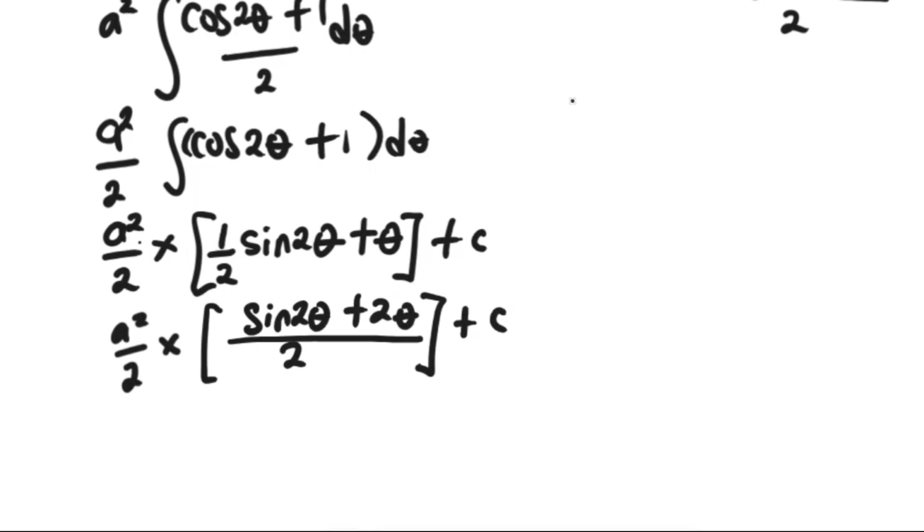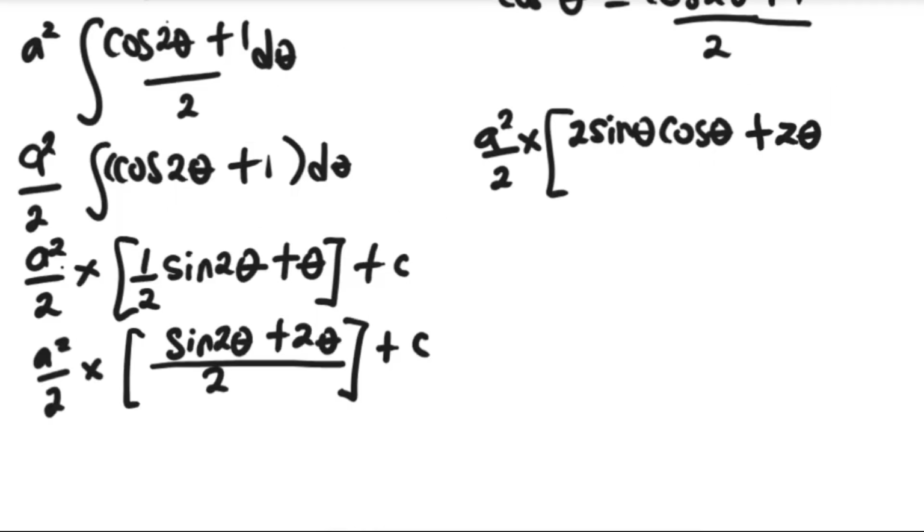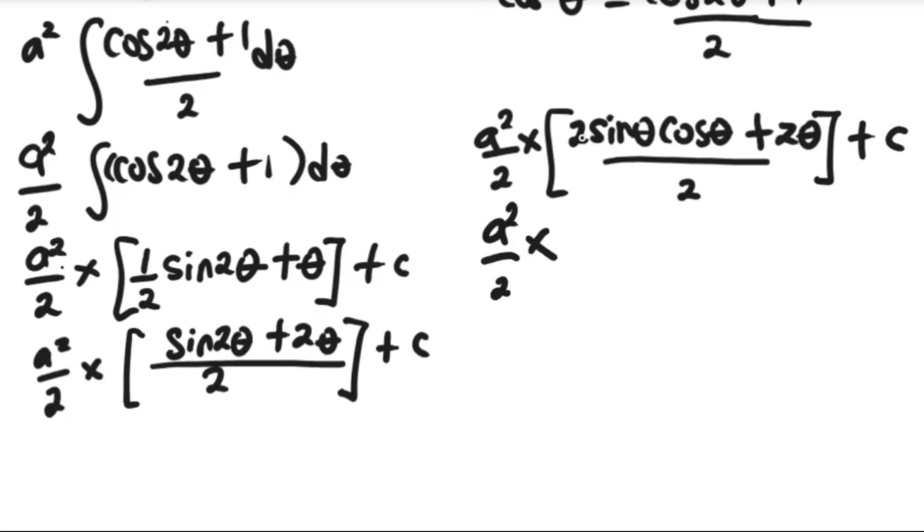So this is actually going to give you a squared divided by 2 multiplied by sine 2 theta, which is the same thing as 2 sine theta cos theta, plus 2 theta, everything now being divided by 2, plus arbitrary constant c. So this is a squared divided by 2 multiplied by 2 into this 2. This 2 will cancel this 2, so we'll be left with sine theta cos theta plus theta plus arbitrary constant c.